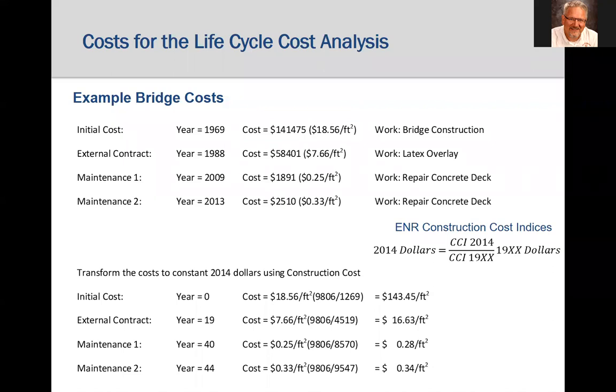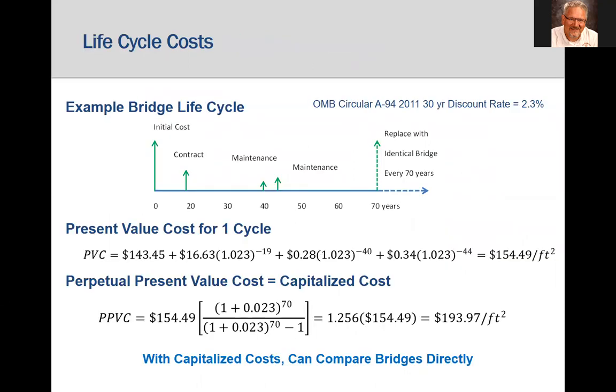So this bridge in 2014 dollars would cost $143.45 to build, and the maintenance costs at year 19, 40, and 44 would have these associated costs in constant 2014 dollars. The study uses constant 2014 dollars for all future costs since the discount rate considers inflation for the future. So now we're ready to develop the life cycle of the bridge with dates and costs in 2014 dollars.